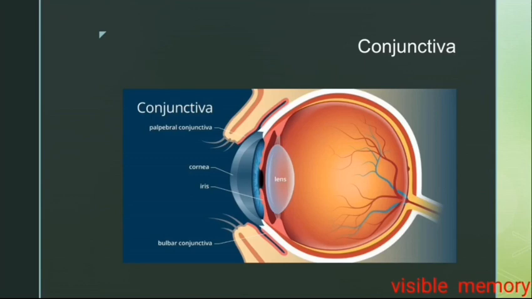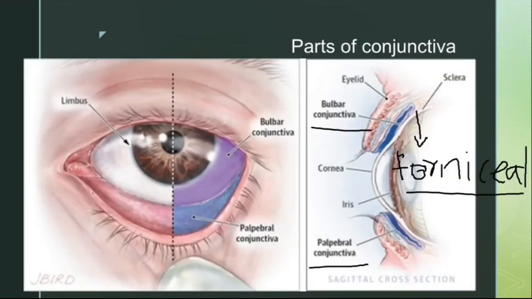So what is conjunctiva? It is a thin transparent mucous membrane which covers the under surface of the eyelid and the anterior surface of the eye wall. The conjunctiva has three parts: palpebral, bulbar and fornical.